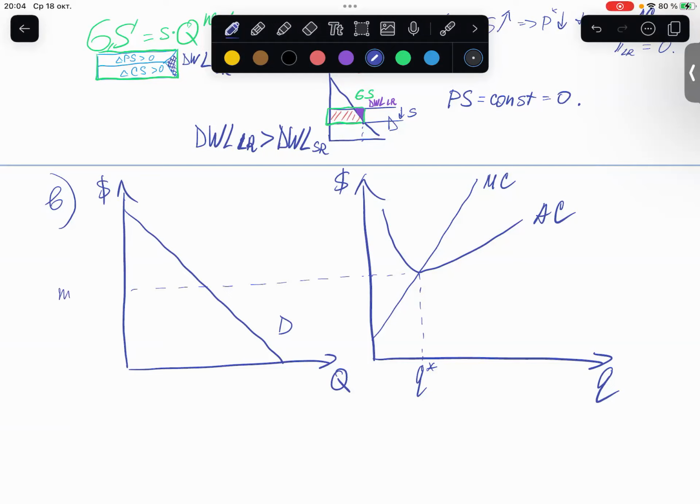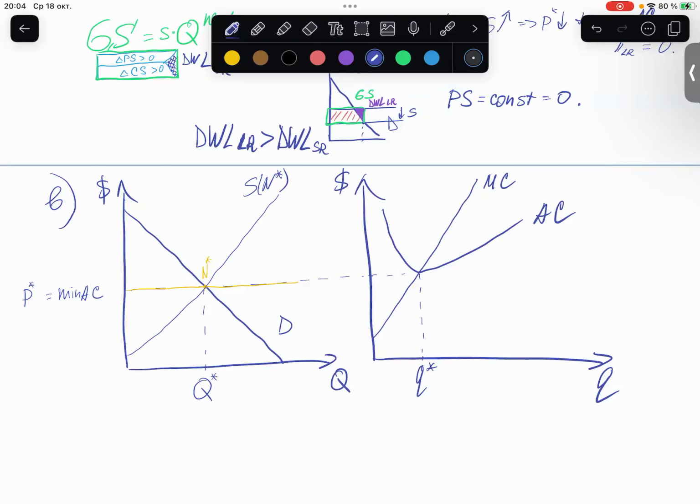This is the minimum of average costs. And this is the initial price in the long run. So the initial long run supply is like this. And this point is for such number of firms. And this is the initial quantity as before. So we start from the situation when the profit of our firm is 0 as before. So, okay, let's draw the supply of all firms for such a situation in the short run.